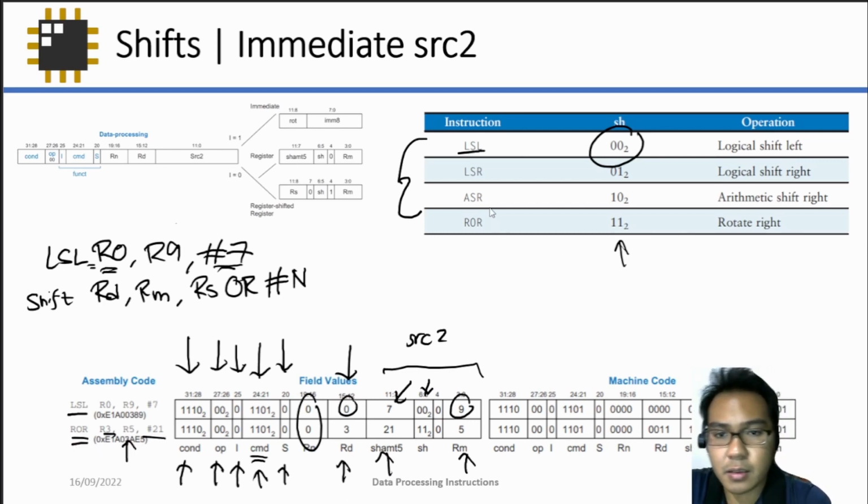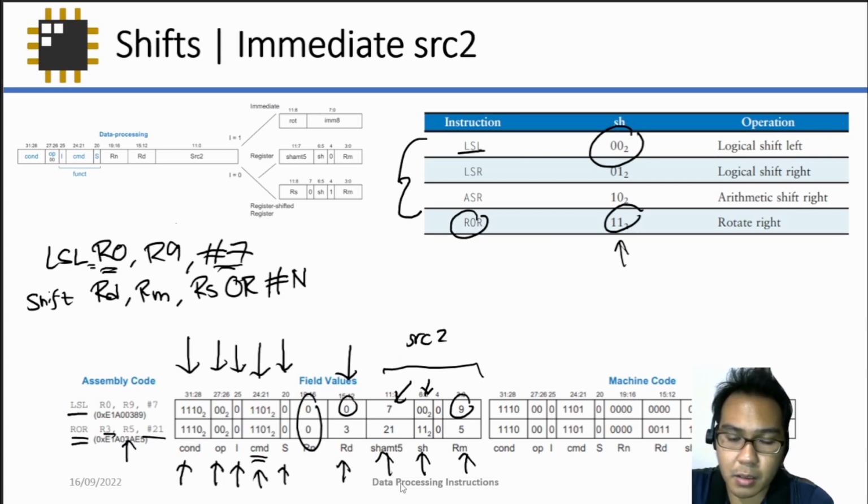Since it's rotate, let's look here. Rotate right is 11. So we have 11 here, or 11, 3. So rotate right is 3. So we put here 3. This thing is always 0. Okay. That's how the breakdown for the shift instructions goes.